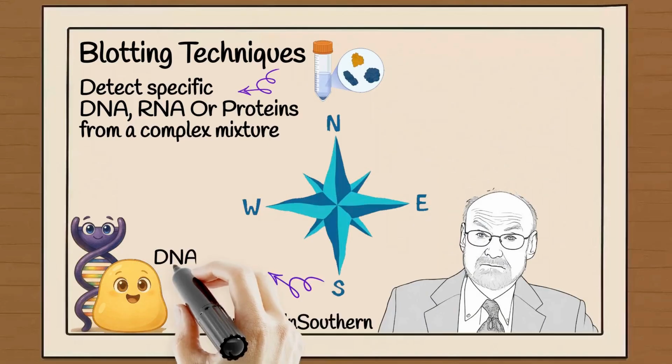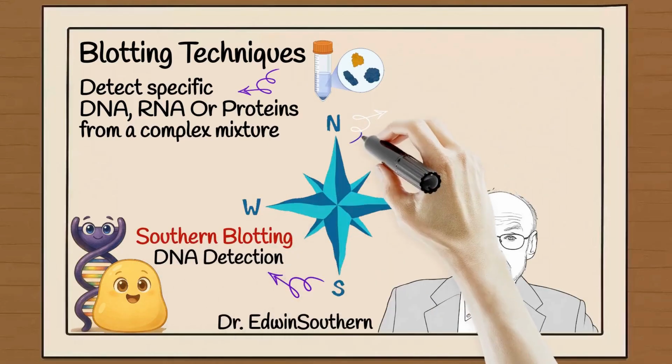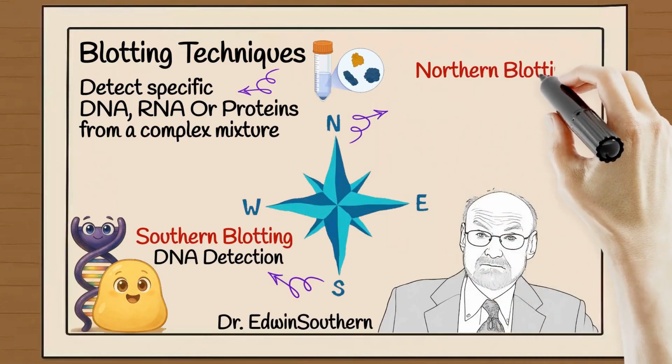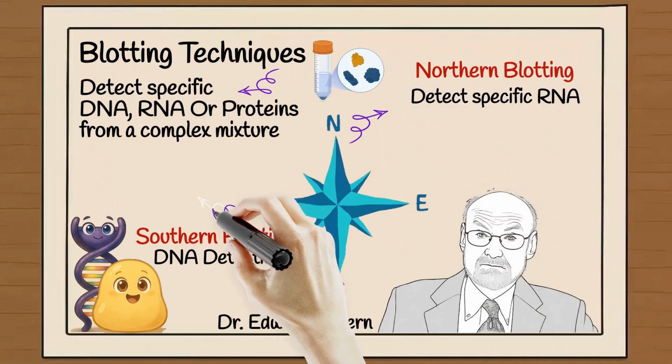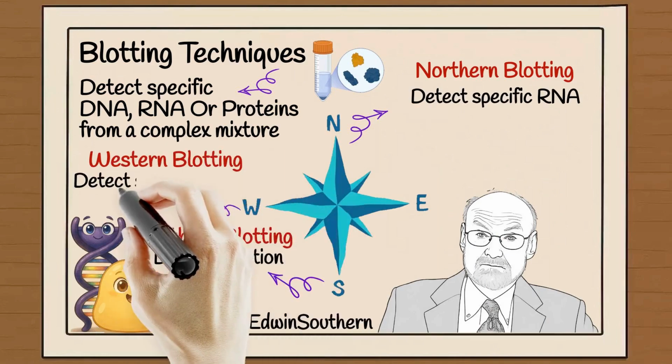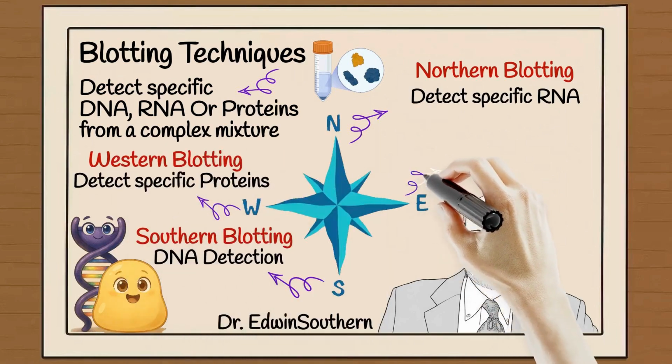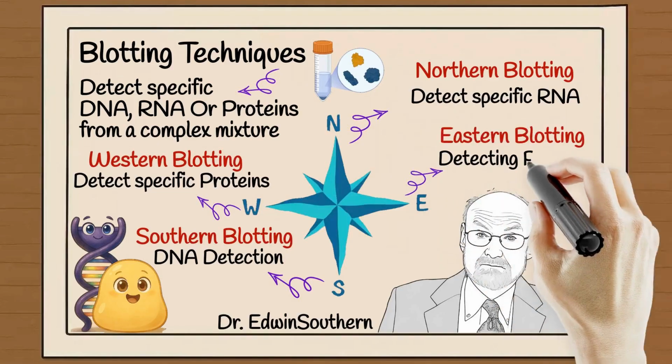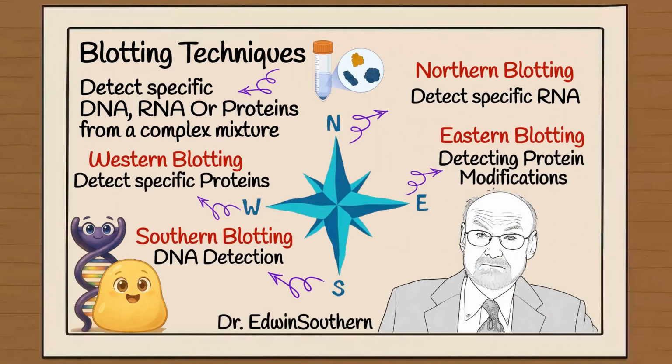As a pun on Southern, the Northern blot was developed to detect specific RNA, and the Western blot was created to detect specific proteins. The Eastern blot extends this naming tradition by detecting protein modifications, though it is less commonly used and often considered a variation of the Western blot.